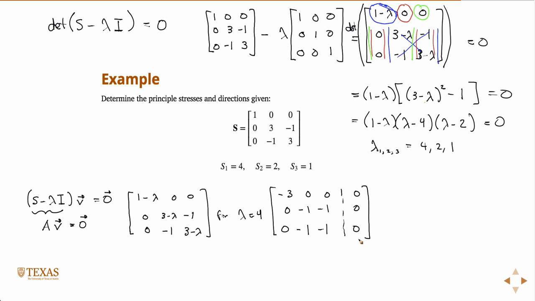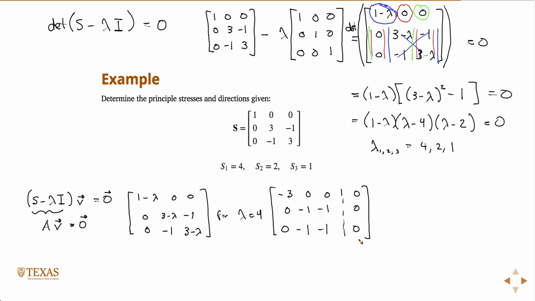So this 3x3 here is just that with lambda equal to 4 plugged in. And then I just put a dashed line in the zeros. This is my right-hand side, okay? You don't really even need to put this there because nothing's going to change.